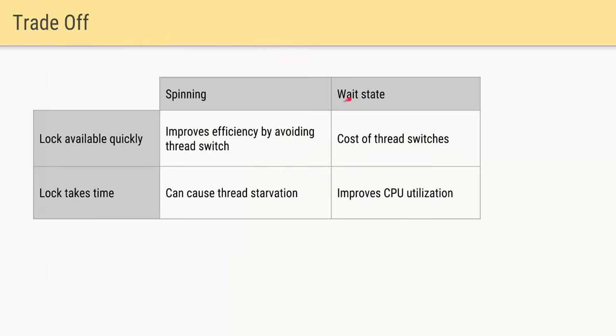And on the flip side, the typical waiting of a thread when it's trying to acquire a lock is good when the lock takes time, because then the thread can go into the wait state and some other thread can be scheduled and use the CPU. But on the flip side, if the locks are available very quickly, then there is no point in waiting.